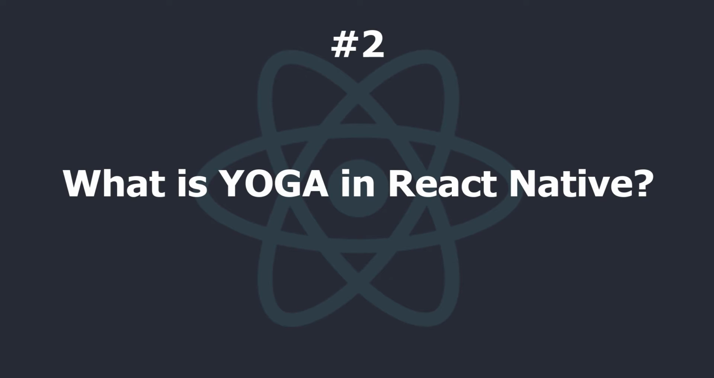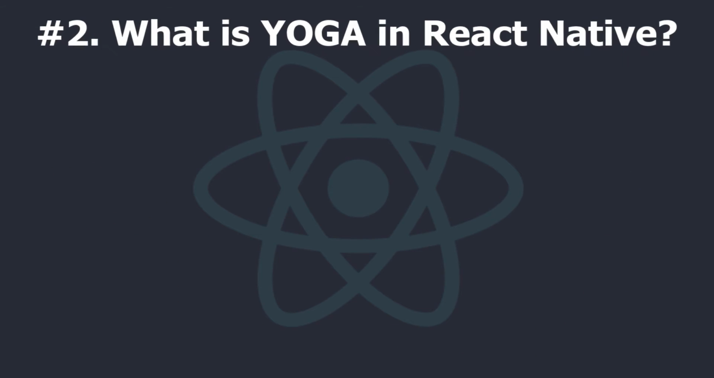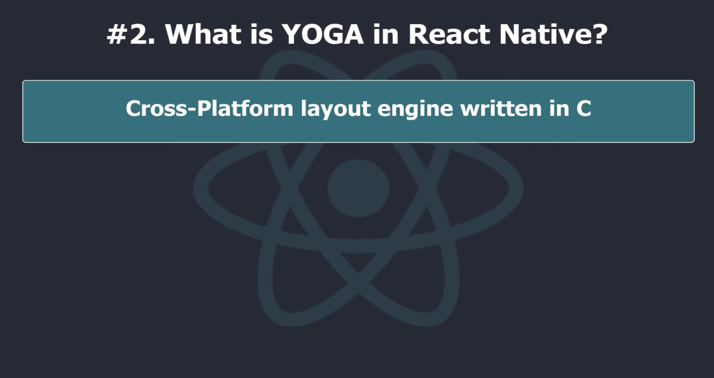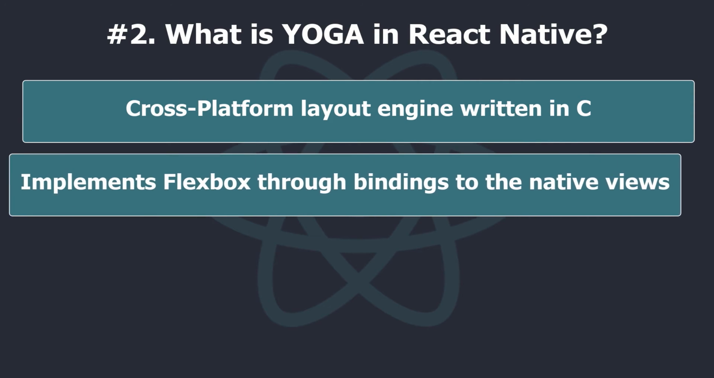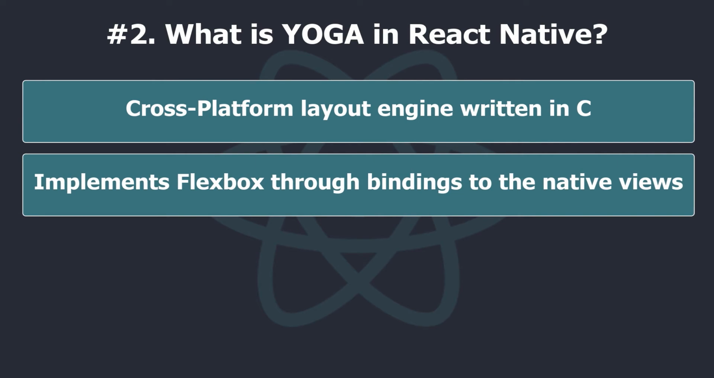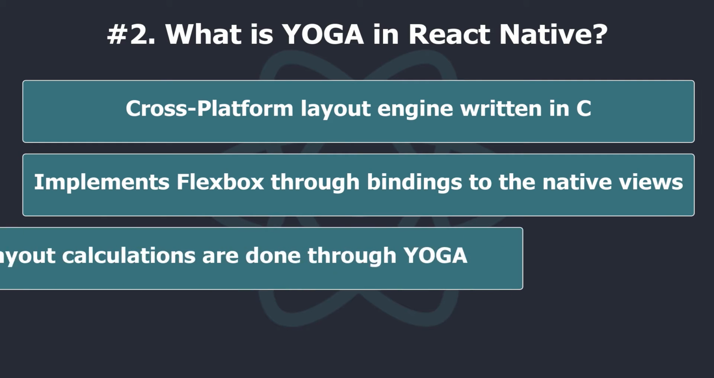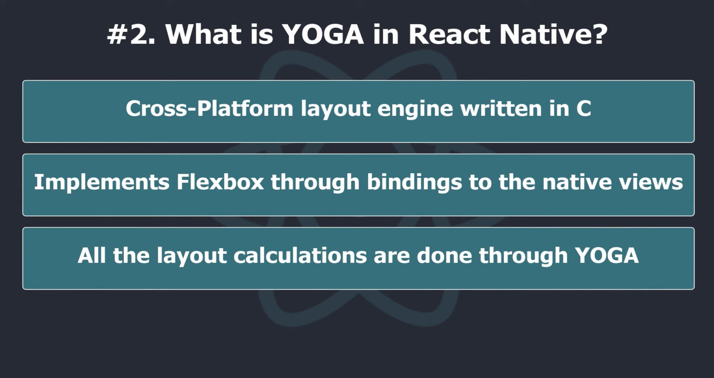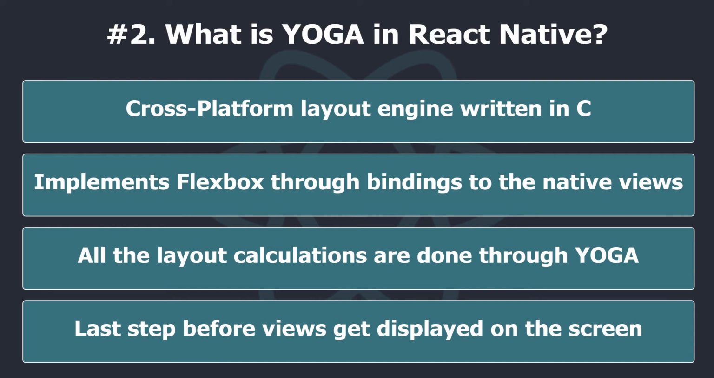What is Yoga in React Native? Yoga is a cross-platform layout engine written in C which implements Flexbox through bindings to the native views: Java Android views or Objective-C iOS UIKit. All the layout calculations of the various views, texts, and images in React Native are done through Yoga. This is basically the last step before our views get displayed on the screen.